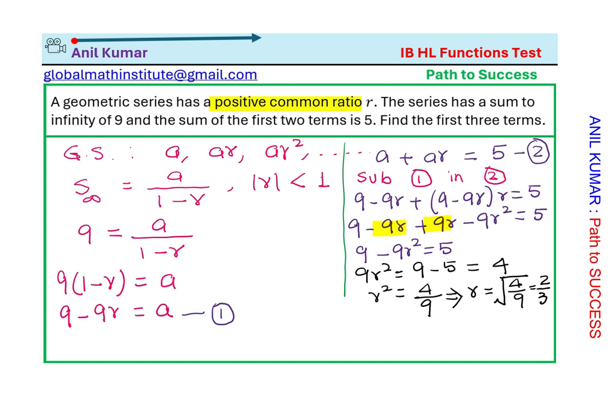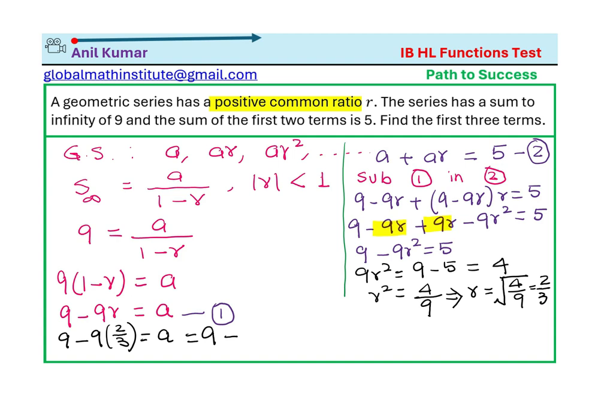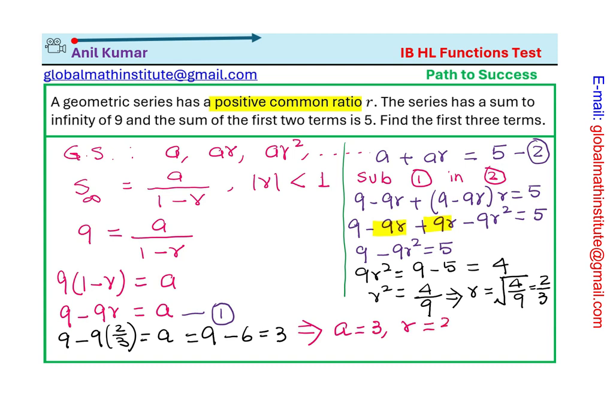Once you have the value of r, you can substitute this and get the value of a. So we get 9 minus 9 times 2 over 3 as the value of a. So that is 9 minus, 9 goes 3 times with 3, 3 times 2 is 6, and that gives you 3. And so we get both the values. We have a equals 3 and r equals 2 by 3. Perfect. So we have found both.